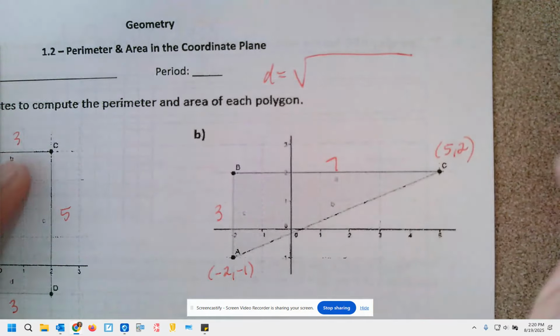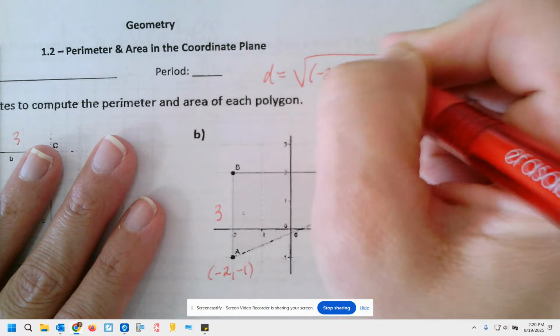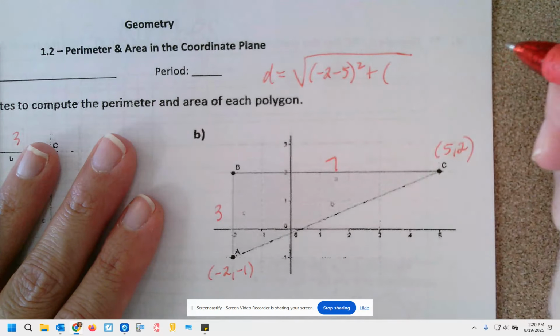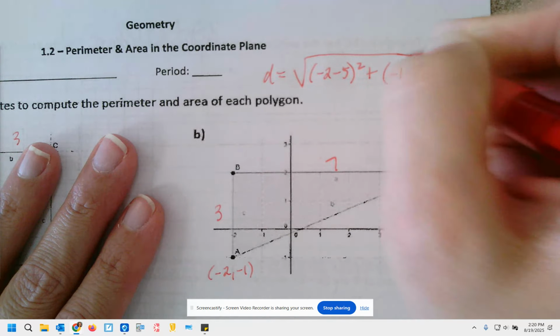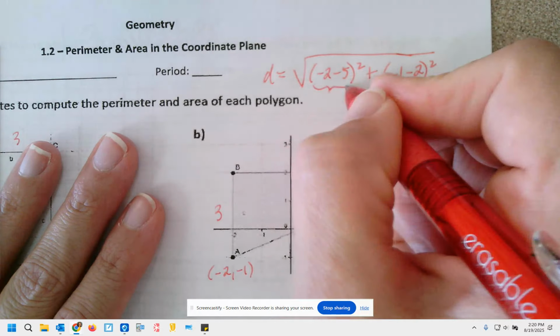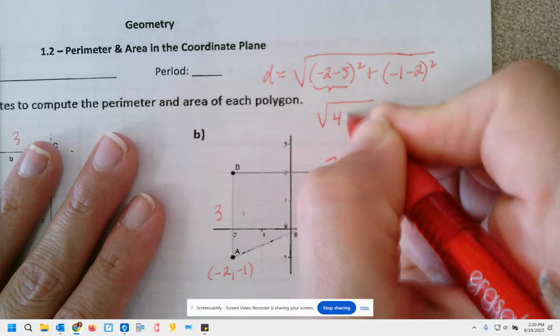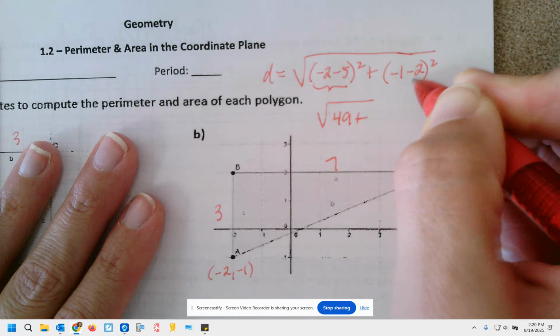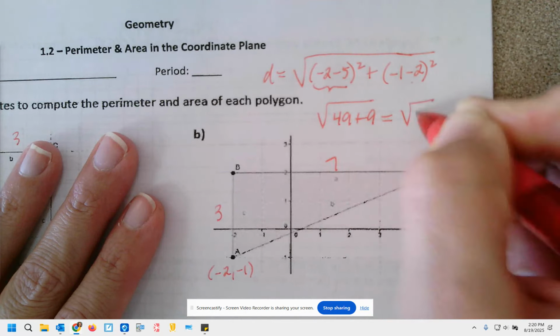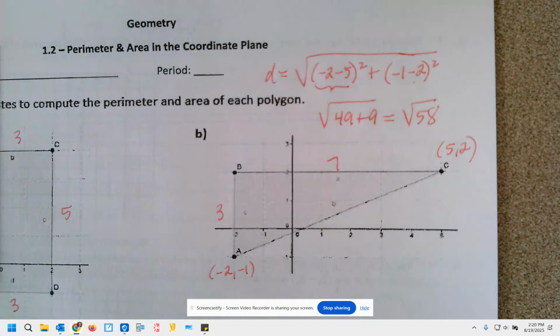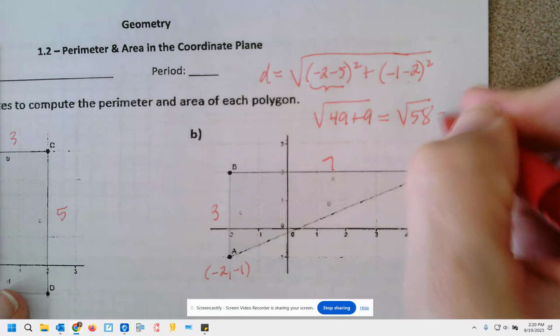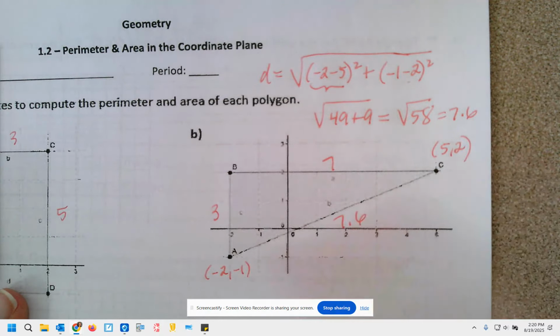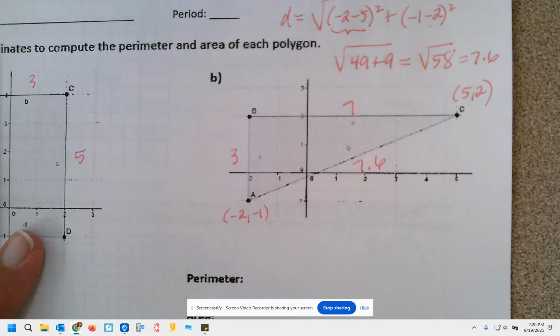So this point A is located at -2, -1, and point C is located at 5, 2. So I'm going to find the distance between these 2 points so I know how long this side is. I'm going to go -2 minus 5 squared, and then in the same order, -1 minus 2 squared. That's -7 squared, which is 49, plus -3 squared, which is 9, and the square root of 58 is approximately 7.6. So now, if I add all the sides together, 3 plus 7 plus 7.6 is 17.6 units for the perimeter.